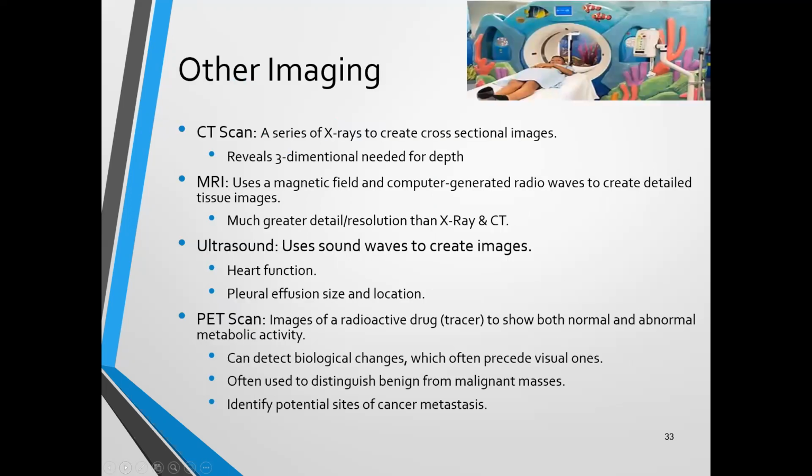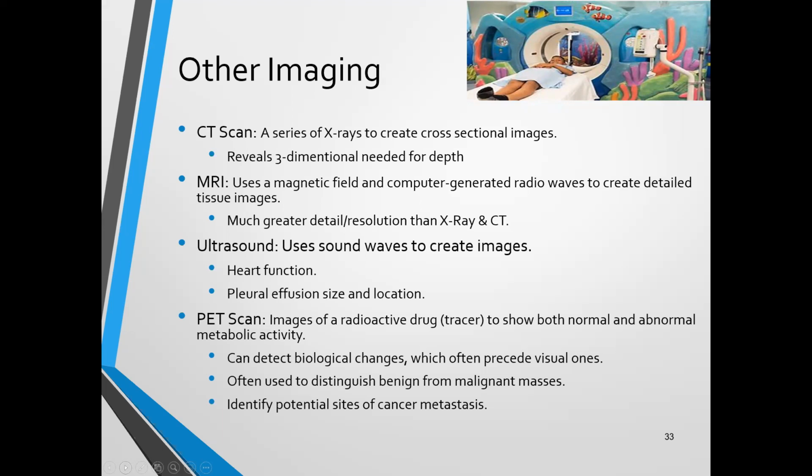Other imaging, so we're kind of coming down the home stretch a little bit, as I'll show you a few other of them as well. CT scan, I know I alluded to this earlier, is a series of x-rays to create cross-sectional images, revealing the 3-dimensional depth needed. It's often very helpful, particularly for staging in cancer, or for determining the extent of a bleed in the brain, where an X-ray shows you one direction but not how deep it is.